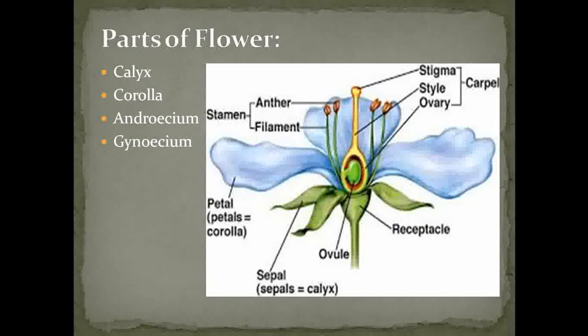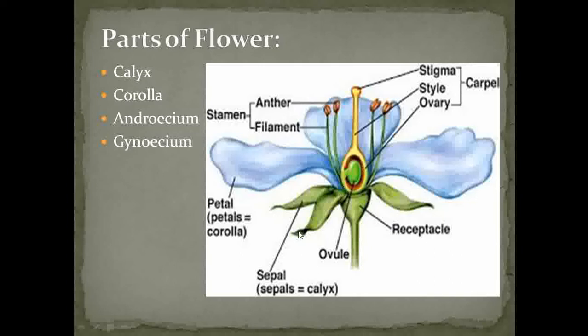The flower shows the presence of a stalk. The stalk of the flower is called a pedicel. The whole flower is based on a disc-like structure. That disc-like structure is called the receptacle or the thalamus.